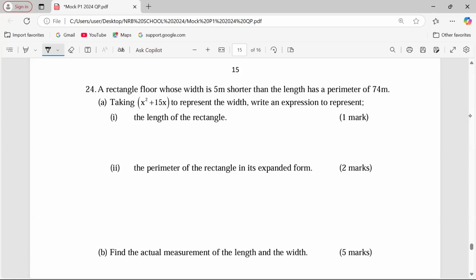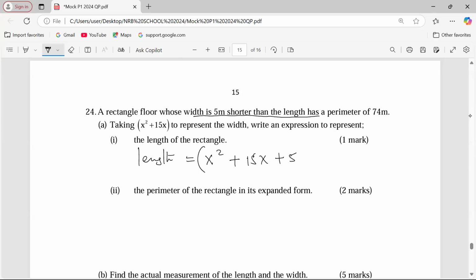We are told that the width is 5 shorter, which means the length is 5 longer. So the length shall be x squared plus 15x plus 5 meters. Yeah, that is becoming our length. The units are not a must, but that is the expression now in meters.